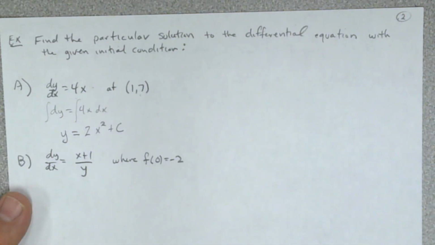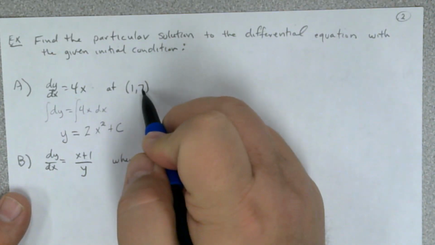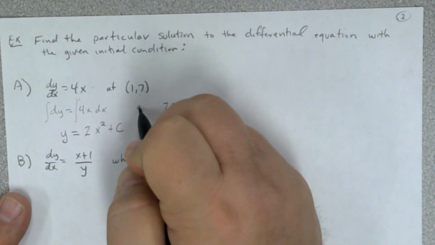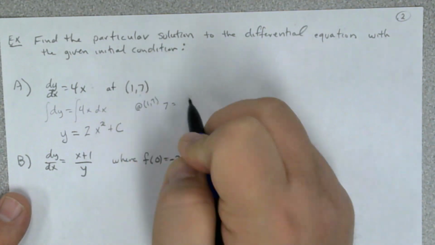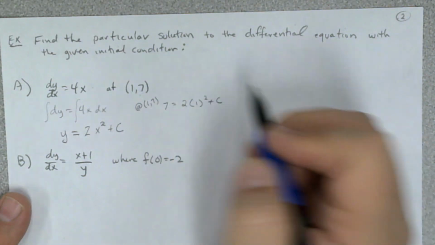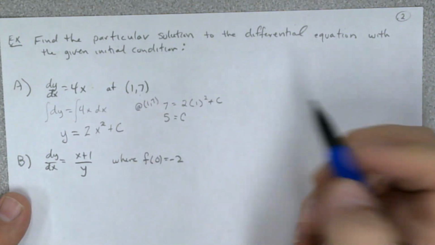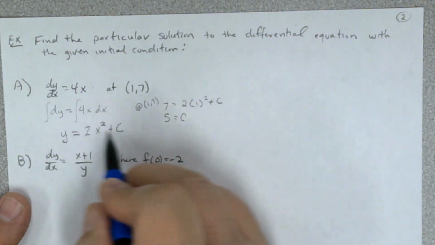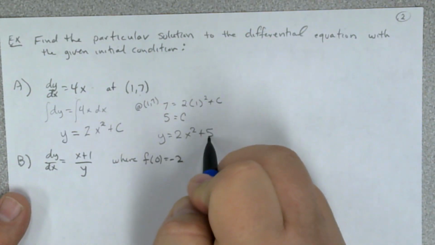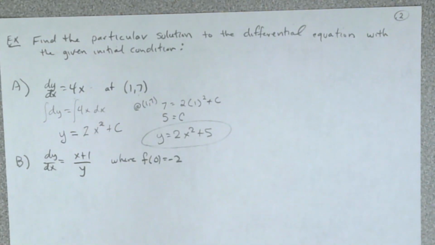Okay, so at this point, we're going to plug in our point, 1, 7. X is 1, y is 7, so I get 7 equals, so I usually do this. So at 1, 7, I get 2 times 1 squared plus c. And you work this out and you find out that c is going to be equal to 5. Once you know what c is, you replace the c in your equation so far. And so now I have y equals 2x squared plus 5. And that is a particular solution because I have a y equals already.